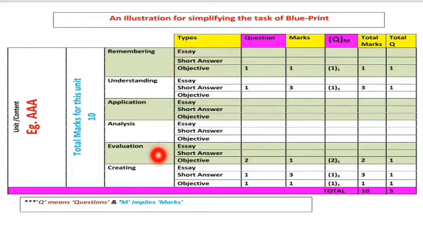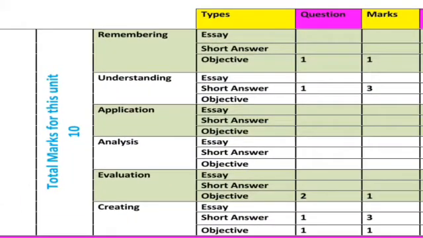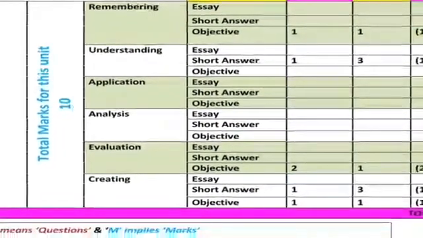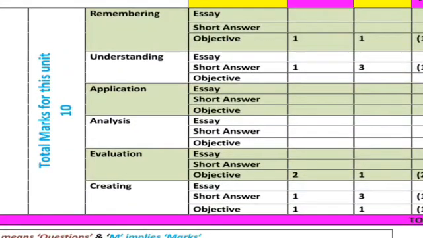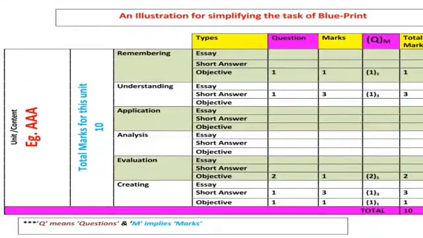And for each level, you have the essay, short answer type, and objective types. Similarly, even in this part, the understanding part, you have essays, short answer, and objective type. So see properly. Can you see this? Check it out. So these are the types of questions. Clear? All right.